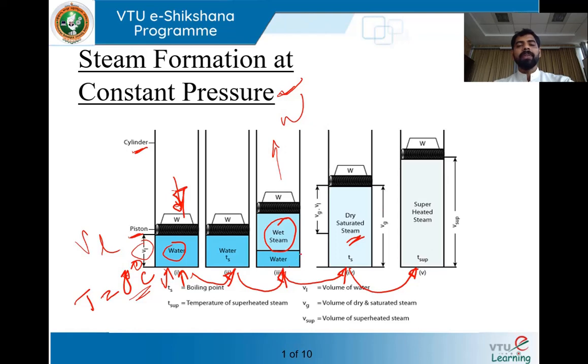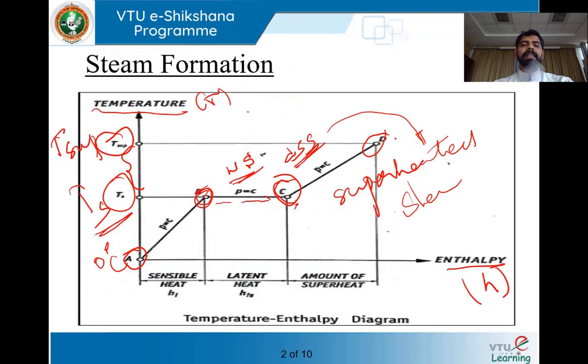Further, the volume of the steam changes to VG. Further addition of heat changes the state from dry saturated state to superheated state. So it will further decrease the density of the steam, increasing the volume. That is what we call V super, that is, the superheated volume. So the volume increases, and as the volume increases, work is being done by the system. Okay, so this is the formation of steam at constant pressure.